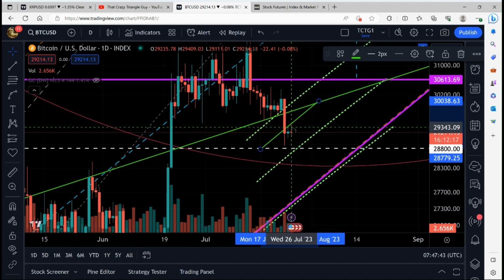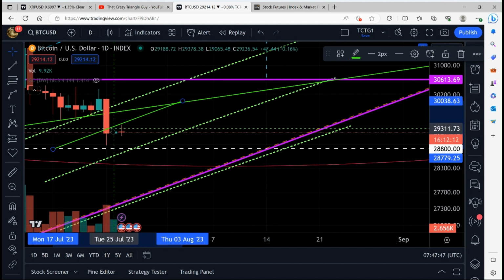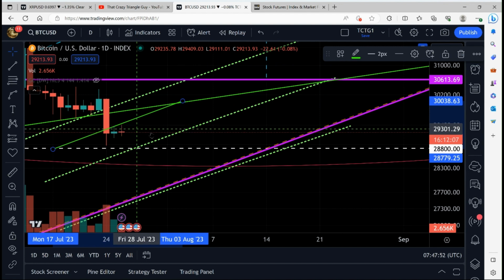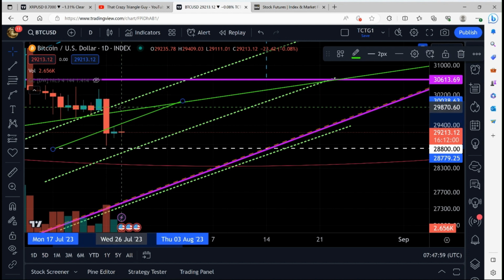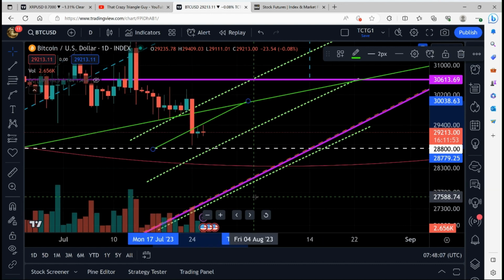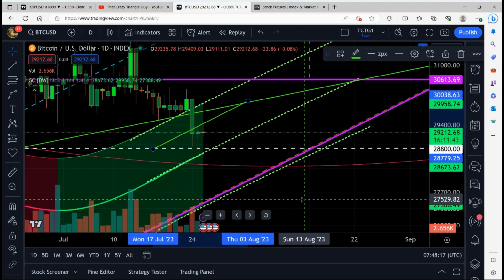Look at here. You can see it's contacting the wicks on these dailies. I didn't even notice that before. So that's very interesting. Now these dashed lines here are representations of the daily Gaussian channel. I can turn that on real quickly here. Maybe I can't. Gaussian channel. There we go.